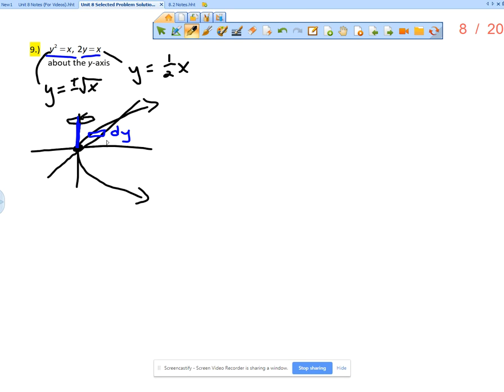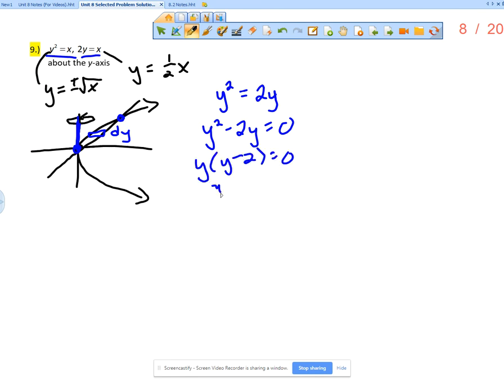All right, now I need to know the points of intersection. Well, the first point of intersection is 0, 0. That's easy because we figured that from graphing. But how do we determine this? Well, I set y squared equal to 2y, because the two equations are equal. This is a relatively easy equation. y squared minus 2y equals 0, and so I factor out a y, so I get y times y minus 2. So y equals 0 or 2. That's actually pretty easy.